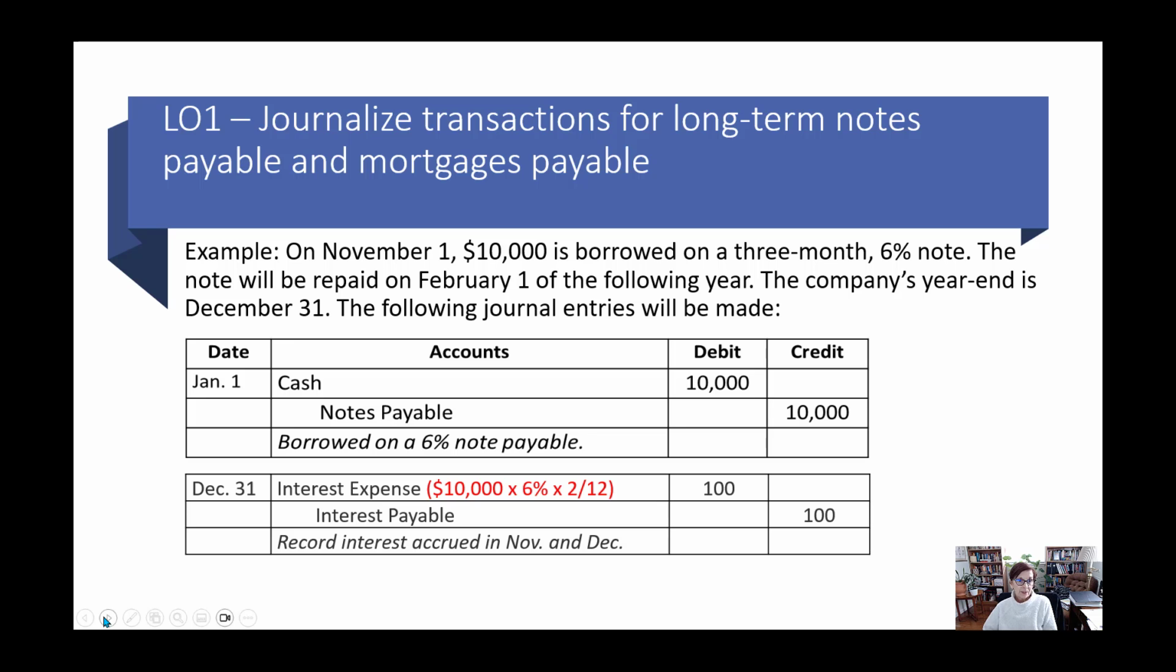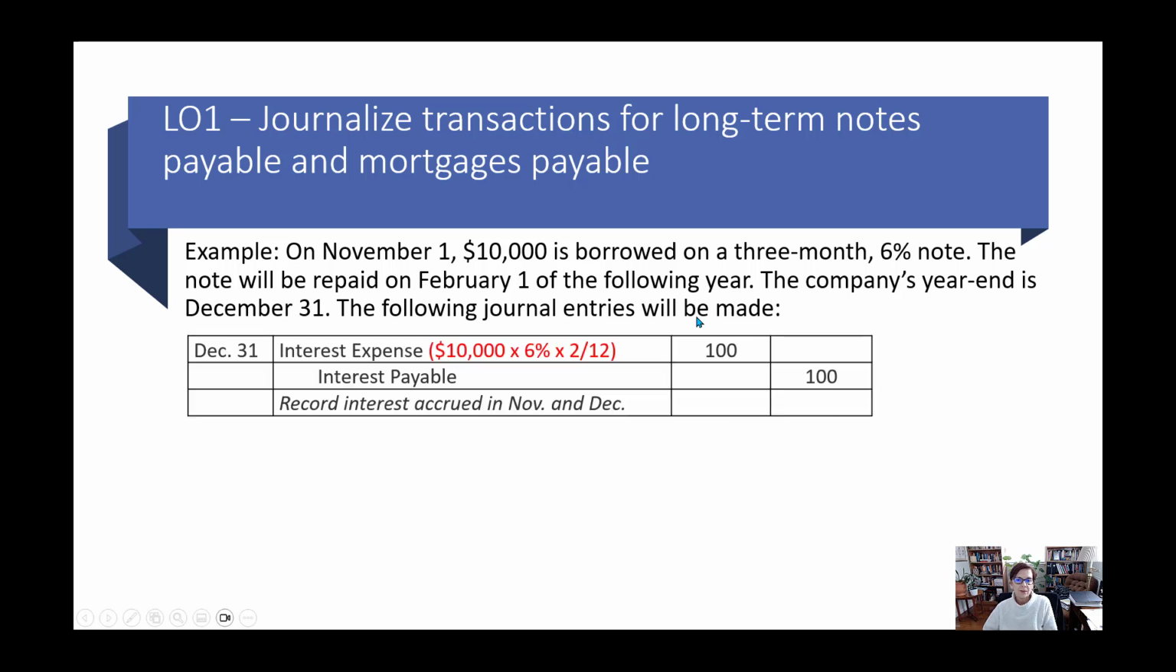All right, so let's look now and see what happens next year. All right, so this is just reproduced. That's the entry we just did. Now on February 1st, we're going to record the repayment of the loan. Now, we're still repaying the $10,150, right? It's the same amount as before. It's still a $10,000, 6% 3-month note.